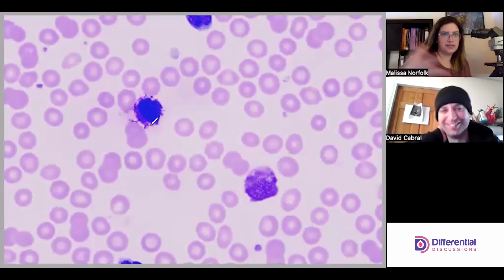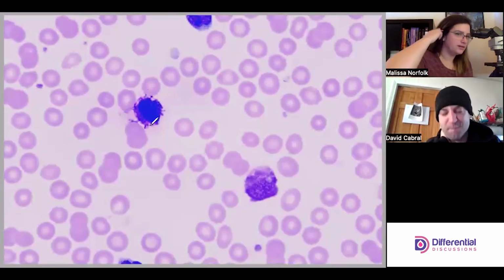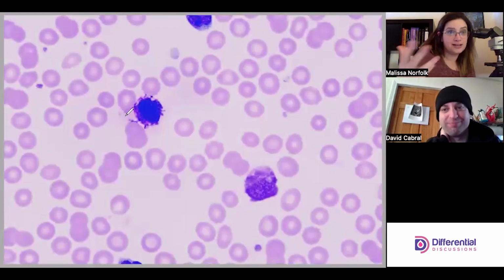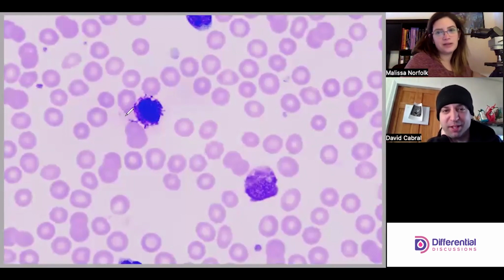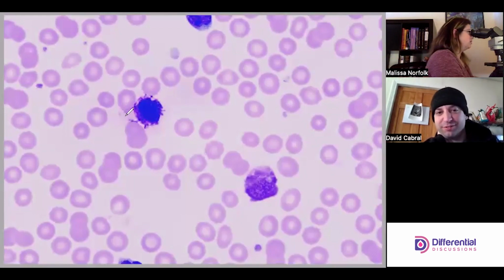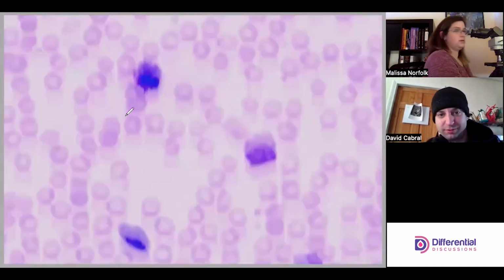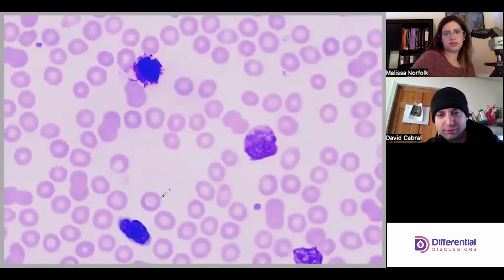So that's the characteristic look with the basos, the granules and kind of washed out, and you can see it looks like it's leaking out of the cytoplasm. Yep. But I like to put it here because look at the lymph.